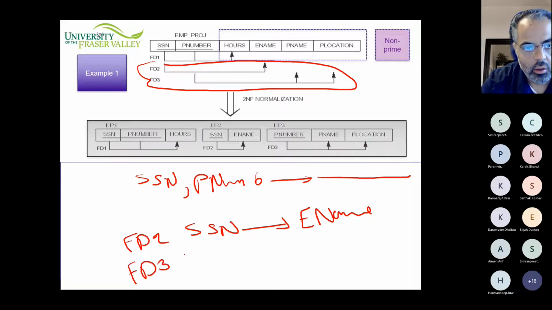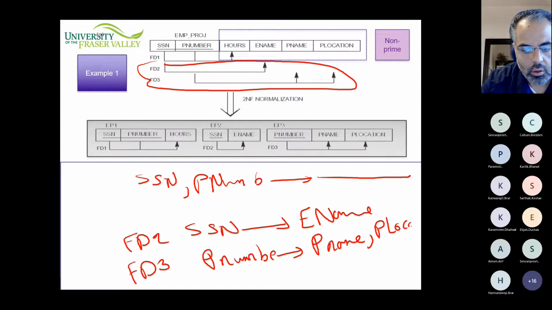FD3, we have a P number that gives P name and P location.